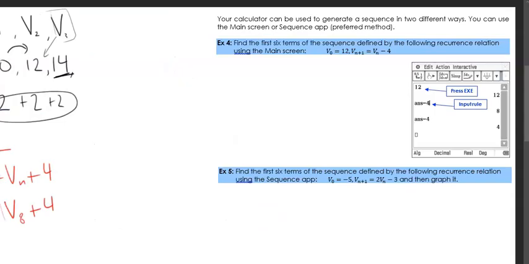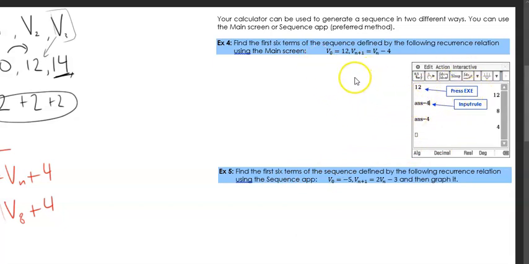Now your calculator can also be used to generate a sequence, and there are 2 ways that we can do this. The first one is you can use the main screen, and the second one is to use the sequence app. So the first example, or example 4 in this case, is going to be looking at the main screen, and there's a little snapshot here that you can see.